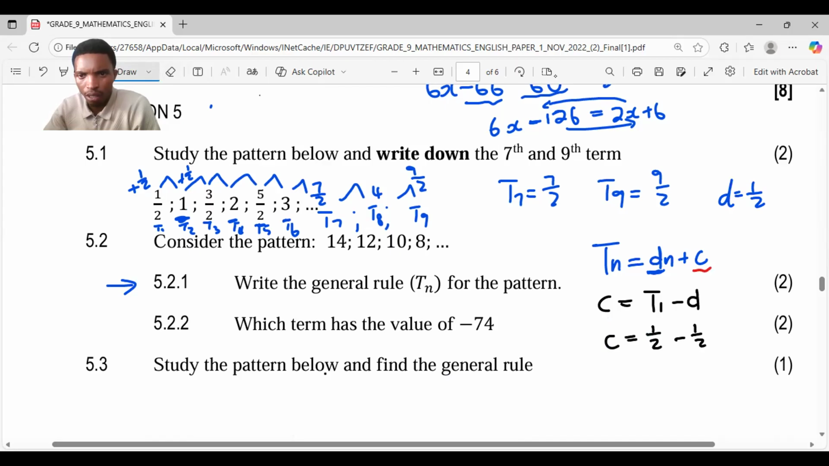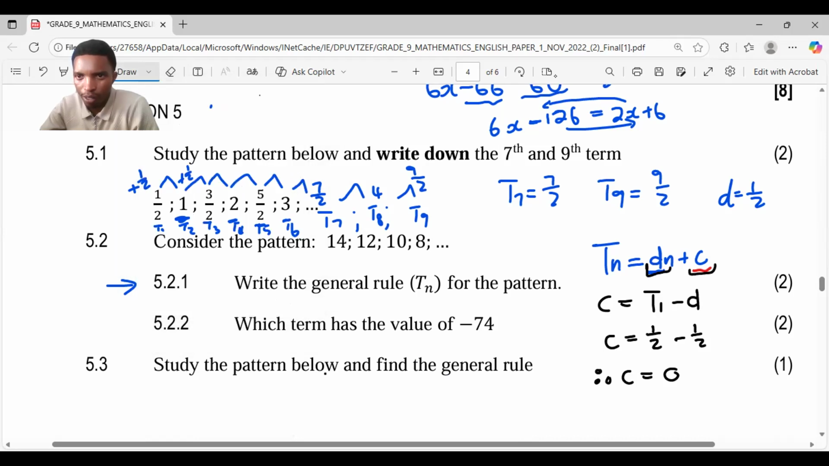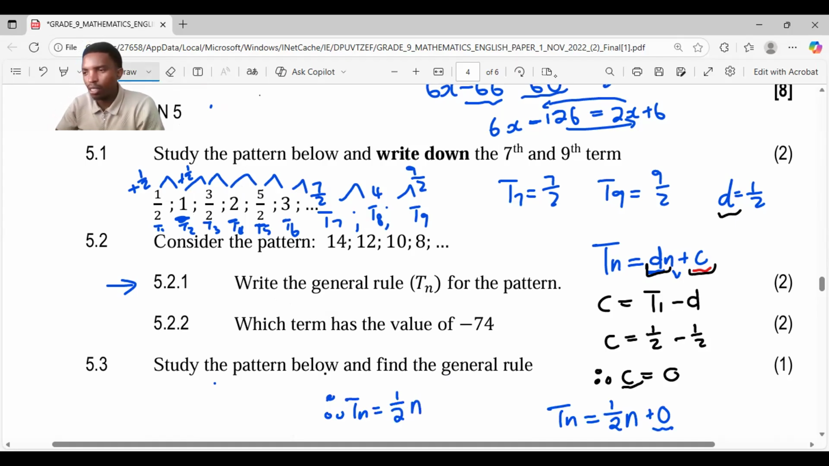So finally, our c is equal to how much? 0, right? So when we rewrite our formula now, remember the only two things that we need to look for are d and c. We know how much our d is, and we also know how much our c is. So our final answer is Tn is equal to, in the place of d, a half, and then we still have n, plus c, and our c is 0. So our final answer is Tn is equal to 1 over 2n. Remember, if c is 0, we should not even write it because it doesn't make any difference.